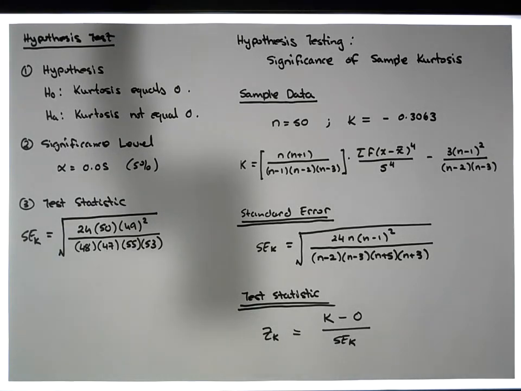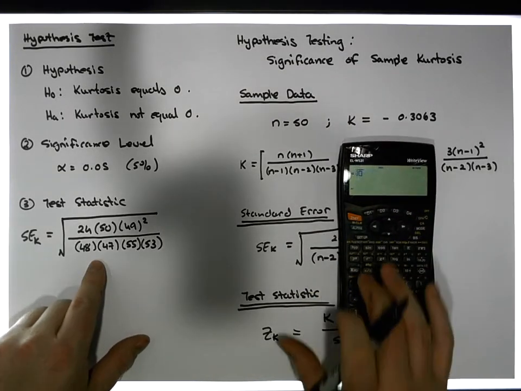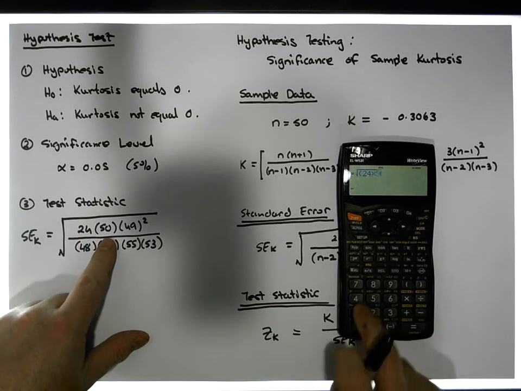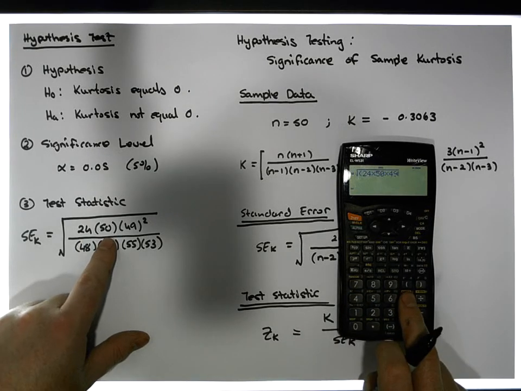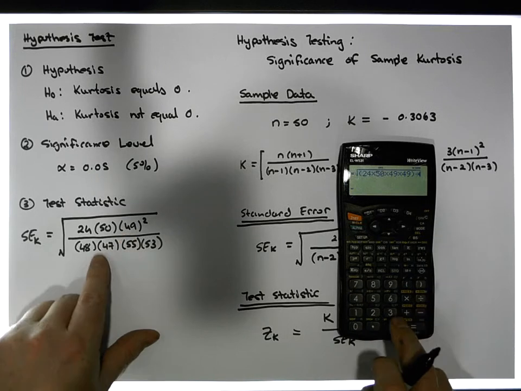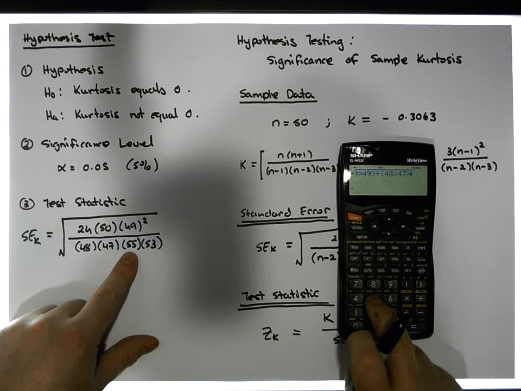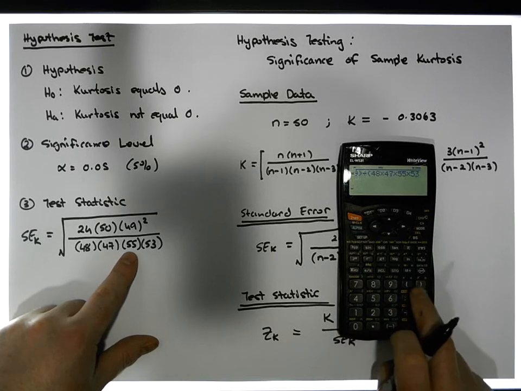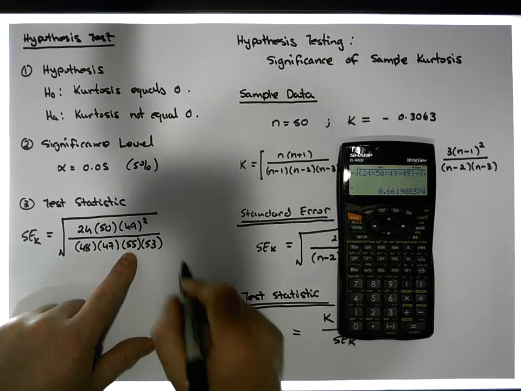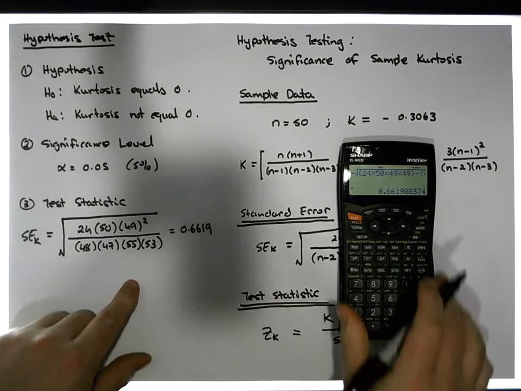I'm going to just do all that in one go on my calculator, if I can find my calculator. Oh, here it is. So I need to calculate the square root. My numerator is 24 times 50 times 49, which needs to be squared, so times 49 again, and that needs to be divided by 48 times 47 times 55 times 53, and this gives us a standard error of approximately 0.6619. That's our standard error.